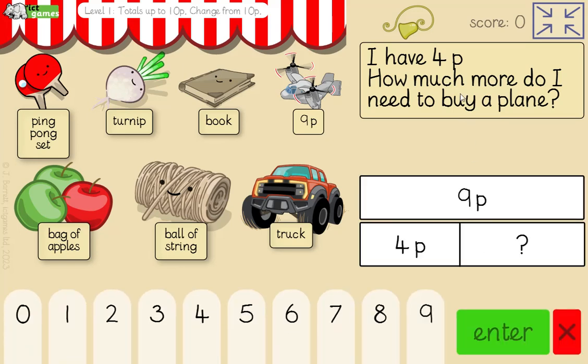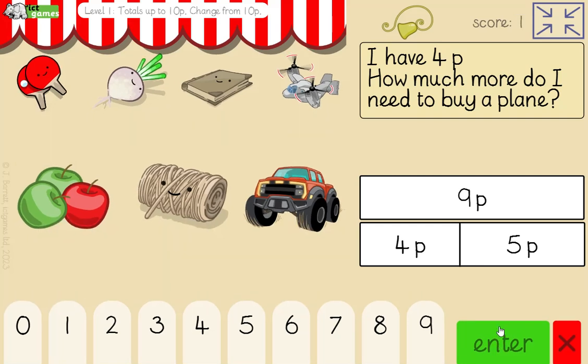Where's the maths? So I've got 4p. Here it is. The item I want to buy is 9p. What's the operation I need to do? Well, I could experiment with addition until I add something to 4 to make 9, or I can. The most efficient way is find the difference between 9 and 4, and difference is always taking away. So I've got to do 9 take away 4 to find out what this value is, and the answer to that is 5p. And I press enter.